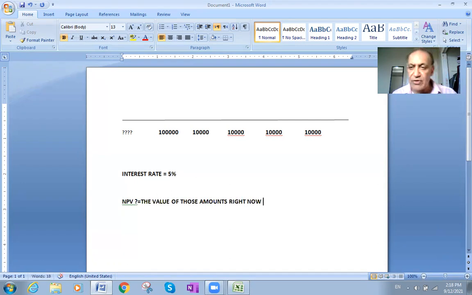So it means the values of those amounts right now. And this is what I'm going to calculate in the few minutes coming. I can do this manually using the financial compound interest tables, and I can also do this by using the calculator. Let me show you first how I will do it manually.